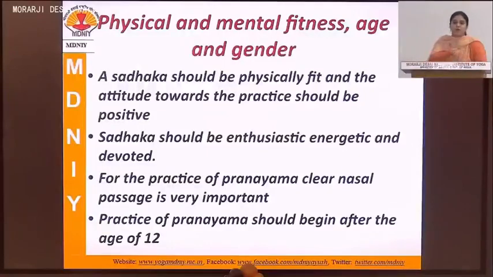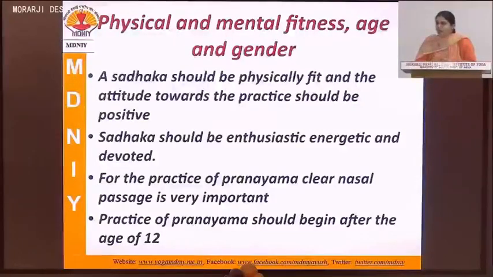We are talking about all the pranayam. There are certain pranayam that can be done by any people and of any physical condition also. Now you should be very enthusiastic about the practice. You should be very energetic and devoted. Most importantly, devotion is most important for the practice.